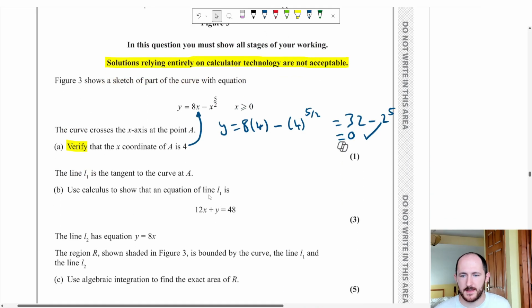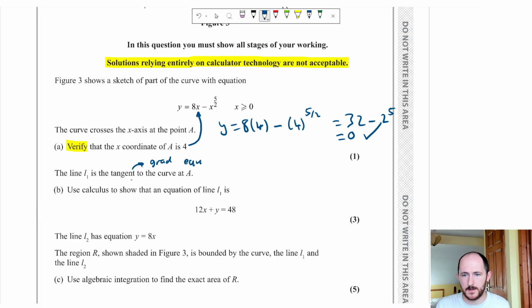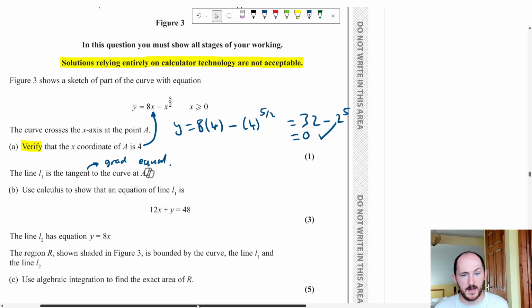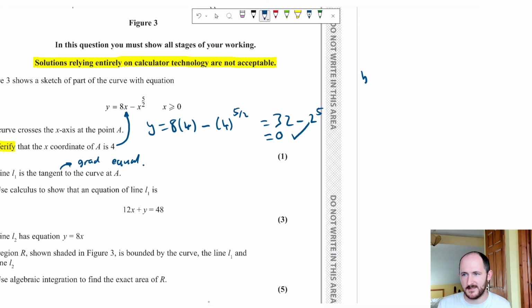The line L1 is a tangent to the curve at A, here. Use calculus to show that an equation of the line is this. Tangents mean that the gradients are equal. So all we're going to do is differentiate y. Hopefully you can see why we're doing that. Anyways, dy by dx.